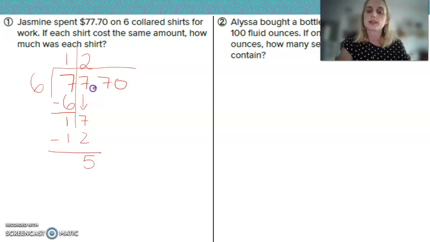Now, I didn't draw it very big, but that's a decimal point, and when you have a decimal, you raise it to the roof. It's going right there. 77 has 2 digits before the decimal point. 12 has 2 digits before the decimal point. Okay, that's good. Bring down your third and final 7.